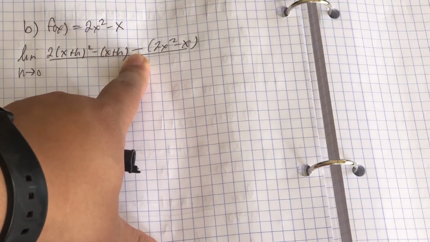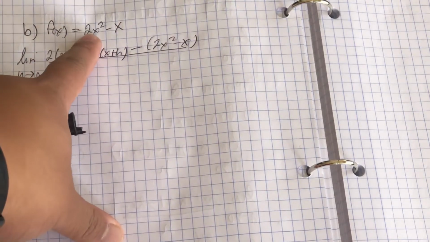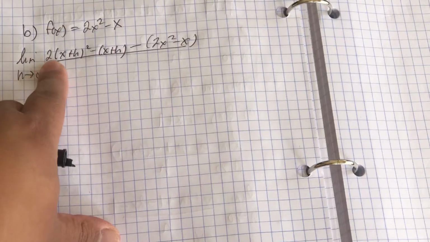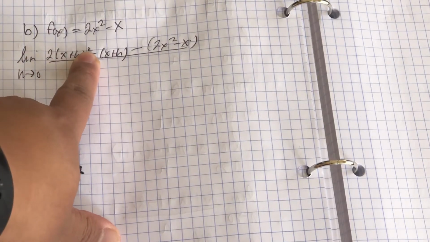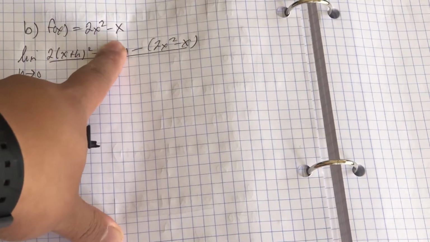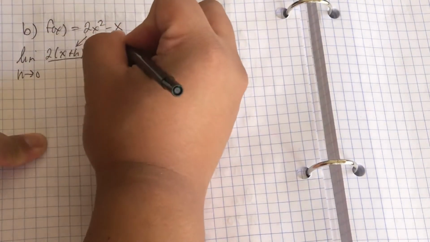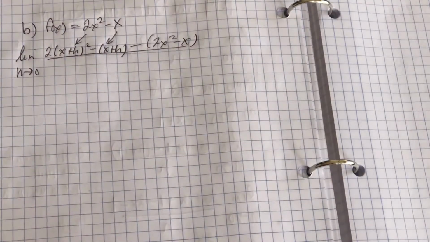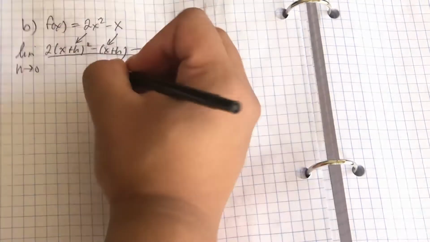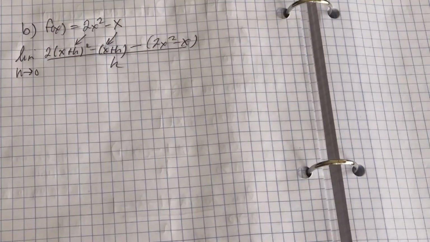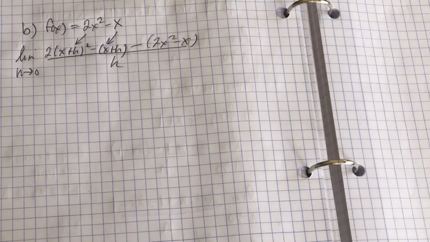I always put a parentheses around the last part because I want to remember that I'm distributing this negative sign. So this is 2x squared minus x, so it's 2 parentheses x plus h squared minus parentheses x plus h. Again, it replaces this, replaces this. I'm going to draw arrows. And it's all over h. H for holy cow, I'm teaching in my kitchen. Okay, anyway.